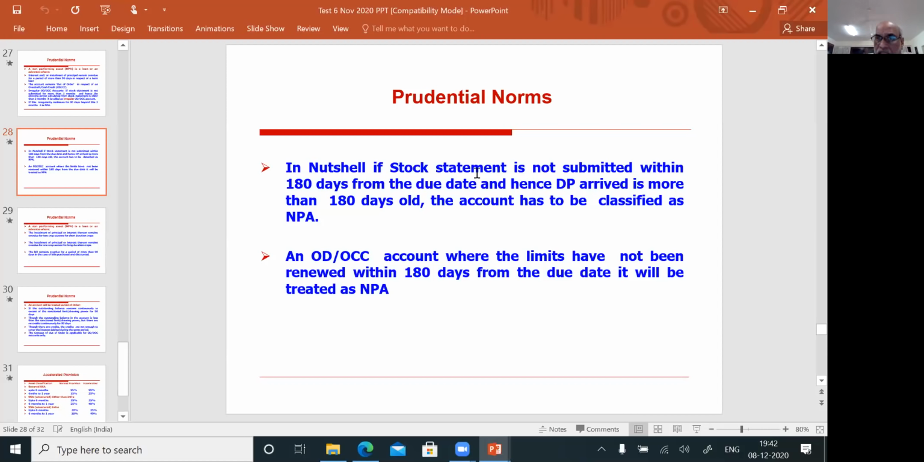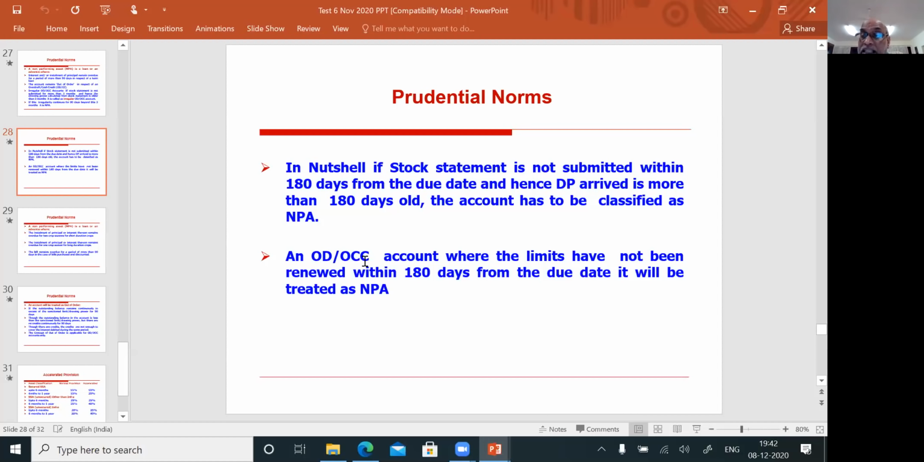So in a nutshell, if stock statement is not submitted within 180 days from the due date and hence DP arrears is more than 180 days old, the account has to be classified as NPA. And so what we saw, when an OD/OCC account will be classified as NPA: when it is out of order. What is out of order? Now we know very clearly. Then second is, if it is irregular and the irregularity is more than 3 months, that is totally 180 days from the date of stock statement due, the account will slip to NPA.